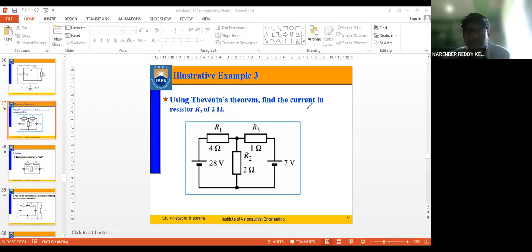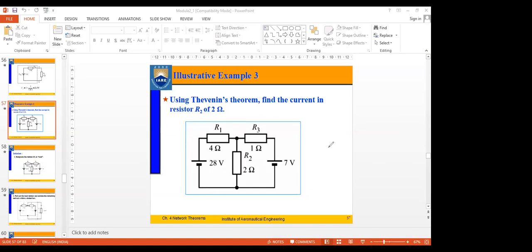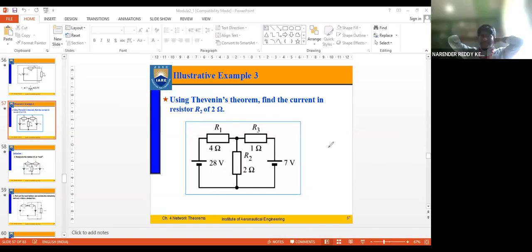So we were talking about Thevenin's theorem in the last class, right? Yes, sir. So where were we in yesterday's class? We were doing some tug of war with some circuit yesterday.